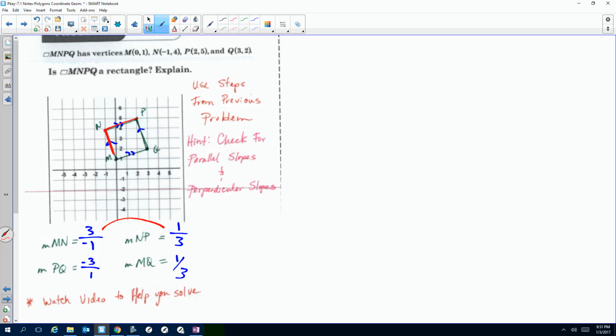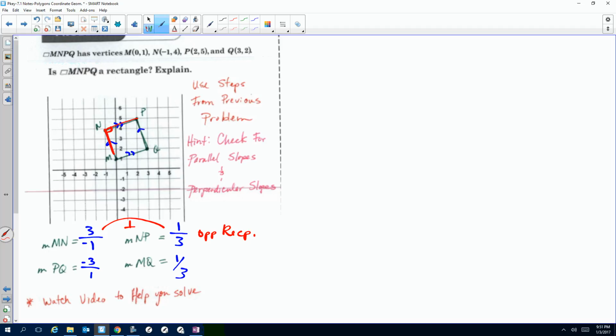I'm looking at these two slopes. They are opposite reciprocals, so that proves that they are perpendicular. So I'm going to put that box in there. If I have a parallelogram with 4 right angles, and that happens for consecutive sides, then I have a rectangle. Okay, so I have justified that.